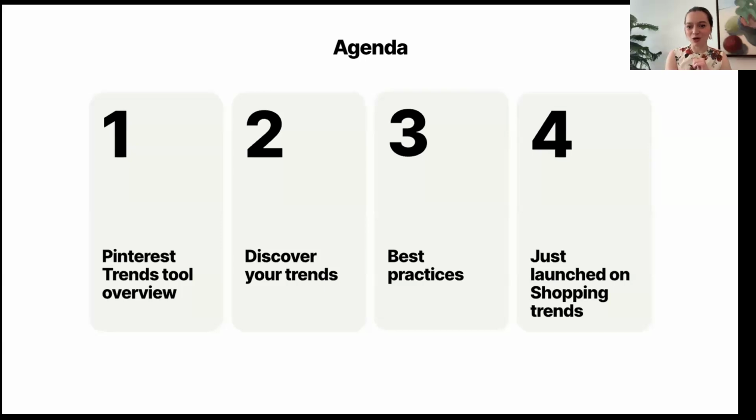And before we jump in, let me quickly walk through today's agenda. We'll start with a quick overview of Pinterest trends and what's new in the beta. Then we'll spend most of our time in discovering your trends. We'll walk through the different trend signals available in the tool and what they can tell you about the search, save, and shopping behavior. From there, we'll share a few best practices for how to harness those signals in your work. Since you're among the first to use the beta, we'll also cover how to share feedback with us as we ramp it up. And then we'll wrap with a quick look at the shopping trends feature that launched in Q1.